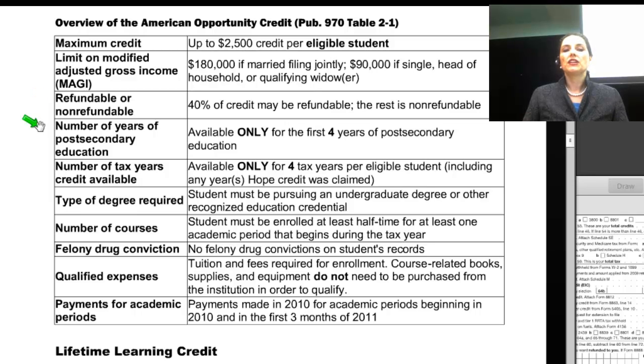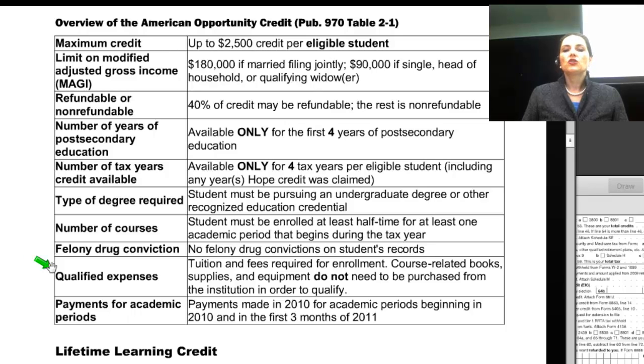Number of years of post-secondary education. You can claim this credit only for the first 4 years of post-secondary education. The number of tax years the credit is available. It is available only for 4 tax years per eligible student, including any year that student was used to claim the HOPE credit. Type of degree required. The student must be pursuing an undergraduate degree or other recognized educational credential. Number of courses. The student must be enrolled at least half-time for at least one academic period that begins during the tax year. Felony drug conviction. No felony drug convictions are allowed on the student's records.